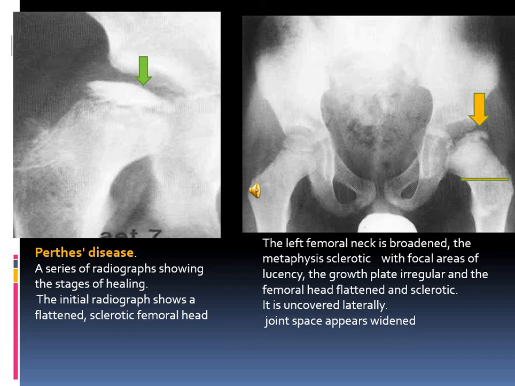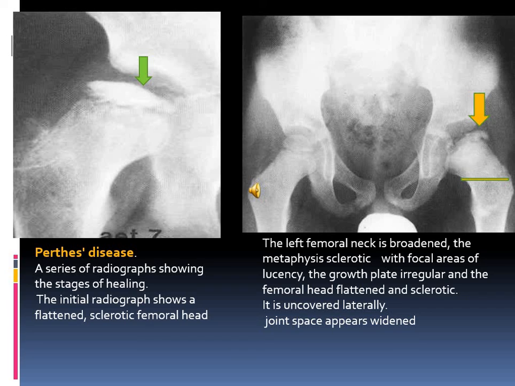Also, there is a focal area of fragmentation and an abnormal growth plate seen in the femoral head. So the shape of the femoral head is abnormal. It is fragmented and slightly flattened. Also, an area of sclerotic changes is seen in the epiphysis. The density of the epiphysis on the left side is more than on the right side, and this represents what is called Perthes disease.